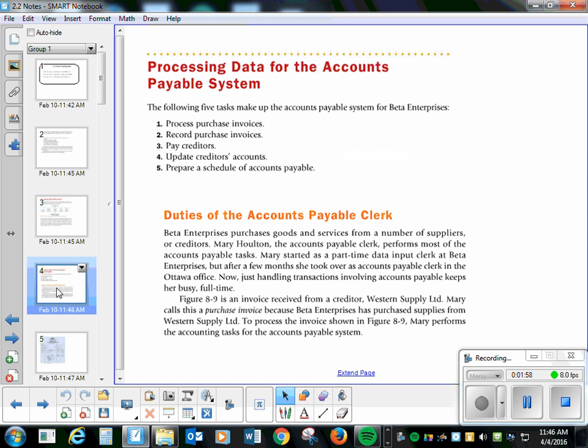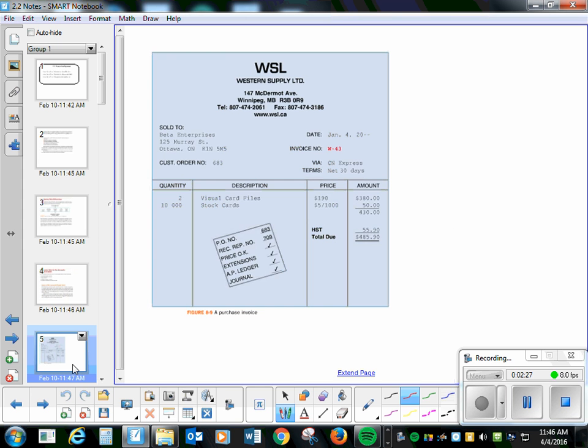So we'll start talking about the accounts payable system. The following 5 tasks make up the accounts payable system for Beta Enterprises. This department processes purchase invoices, records the purchase invoice, pays their creditors, updates the creditors' accounts, and prepares a schedule of accounts payable, which we did talk about in the last section. So the duties of the accounts payable clerk would be to work on those 5 things I just listed.